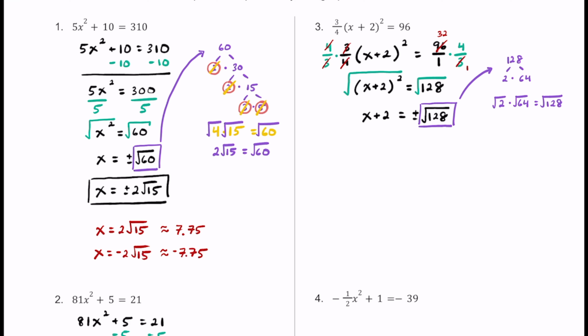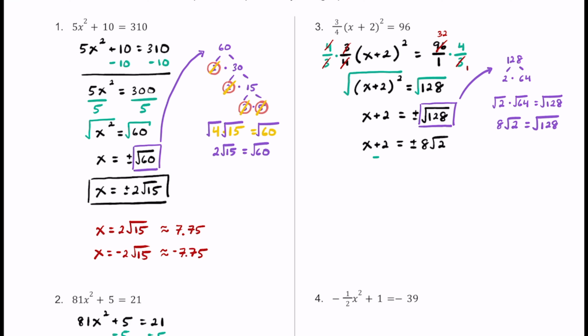You could keep doing what we did in example 1, where we made the entire tree, but I just noticed that 64 was a perfect square, so we can stop there. The square root of 64 is 8, and the square root of 2 is irrational, so we're just going to keep it the same. So 8 times the square root of 2, or 8 root 2, is the same thing as the square root of 128. Okay, so we can go ahead here and write that x plus 2 on the left side is equal to plus or minus 8 times the square root of 2, or 8 root 2.